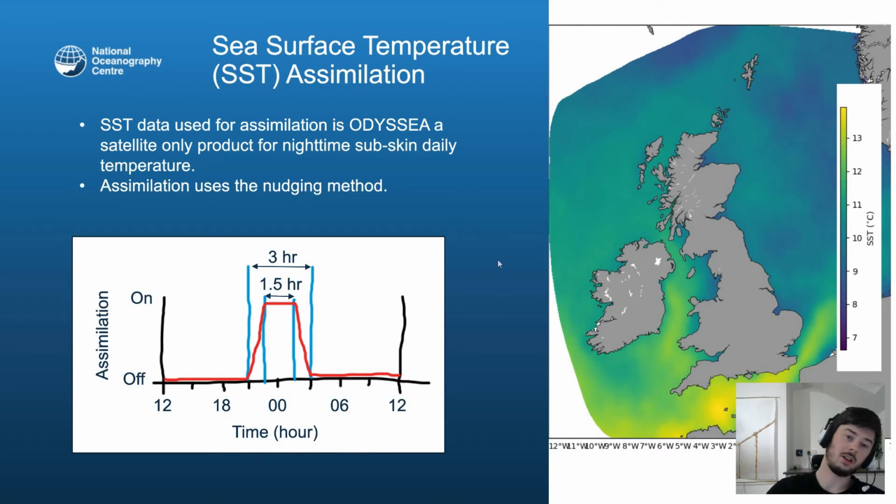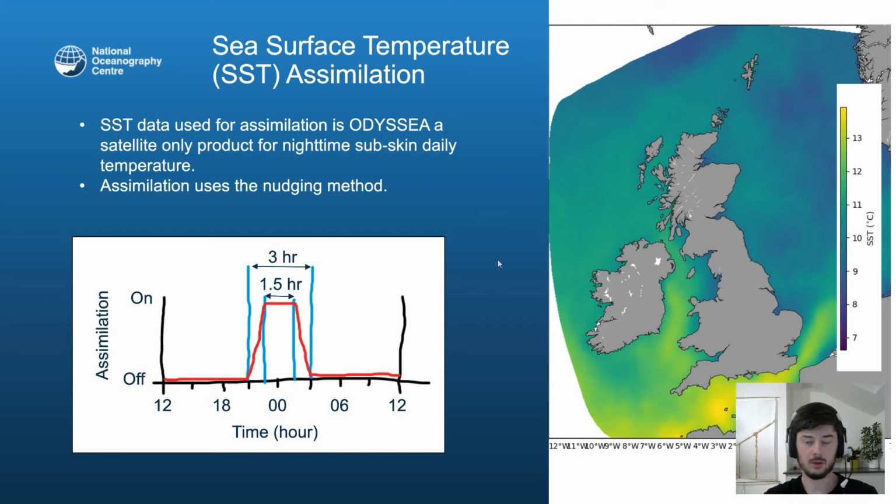So another upgrade that we've done to the model is to have sea surface temperature assimilation. And the dataset that we've used here is the Odyssey sea surface temperature, which is a satellite-only product, so it doesn't have in situ data as well. And it's a nighttime sub-skin temperature.